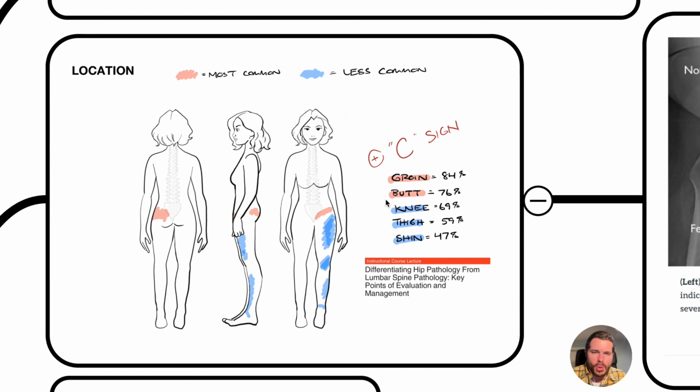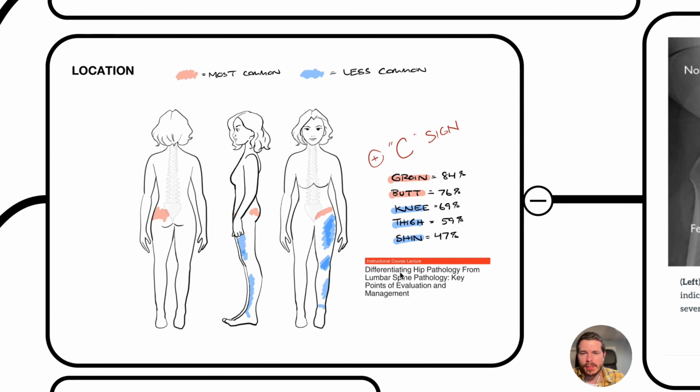Location, you can see that the groin is the most common reported location of symptoms for people with hip osteoarthritis or hip joint problems, but it can wrap around to the buttock. That's the second most common location. Now look at this. A large percentage of people report symptoms at the knee or below. So this is something to look out for. This is why I alluded to this earlier.